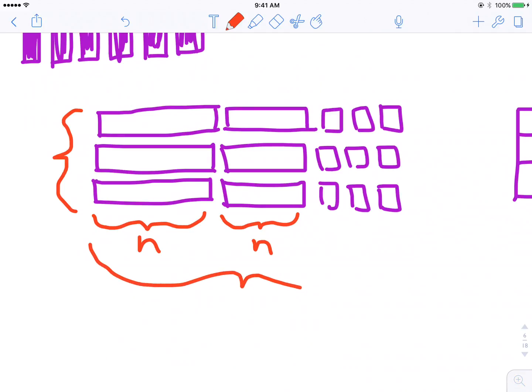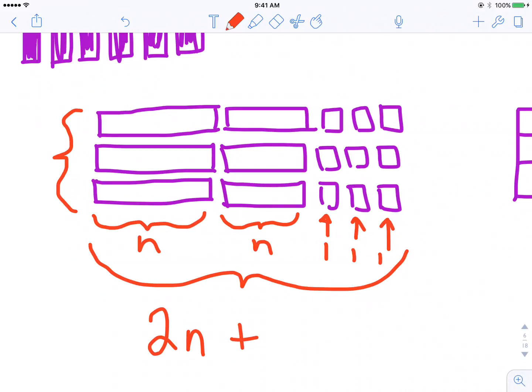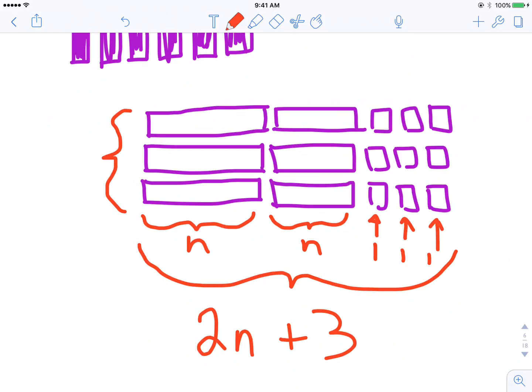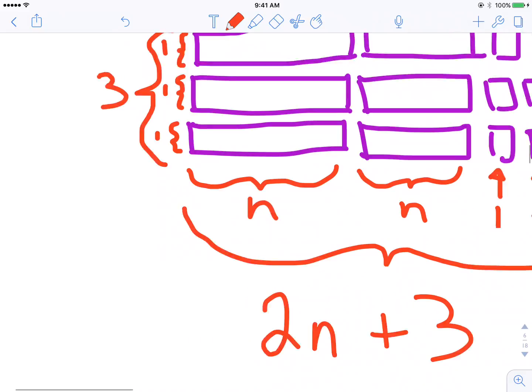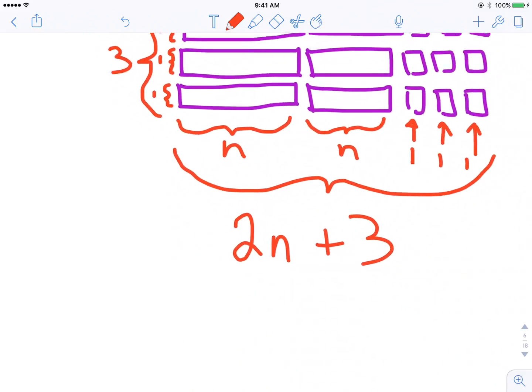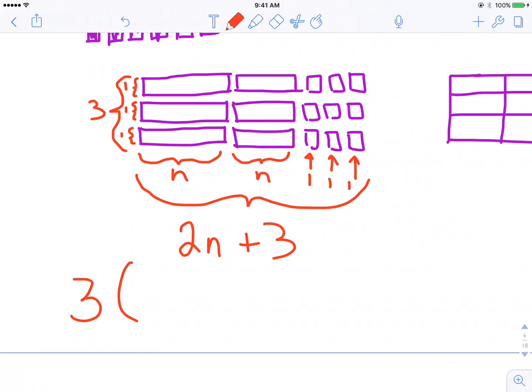And of course my bracket here was showing me the length. So this would be 2n. This dimension on the small square would be a 1. This would also be a 1. This would also be a 1. So this would be 2n plus 3. Over here, this is a 1, this is a 1, this is a 1. Represents 3. So my factors are 3 times 2n plus 3.